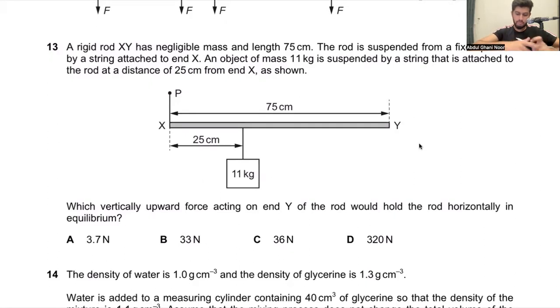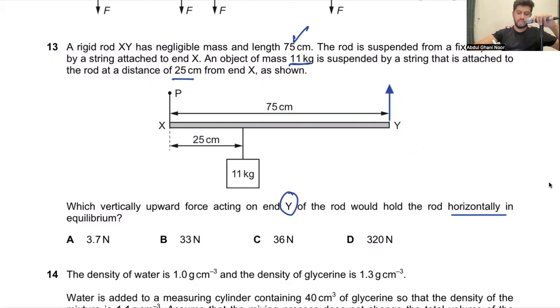Okay. So again, a rigid rod XY has a negligible mass and length 75 centimeters. The rod is suspended from a fixed point P by a string attached to end X. An object of mass 11 kg is suspended by a string that is attached to the rod at a distance of 25 centimeters from end X as shown. Which vertically upward force acting on end Y of the rod would hold the rod horizontally in equilibrium? तो वो कह रहे हैं कि हम end Y पर upward से एक force लगाना चाह रहे हैं.